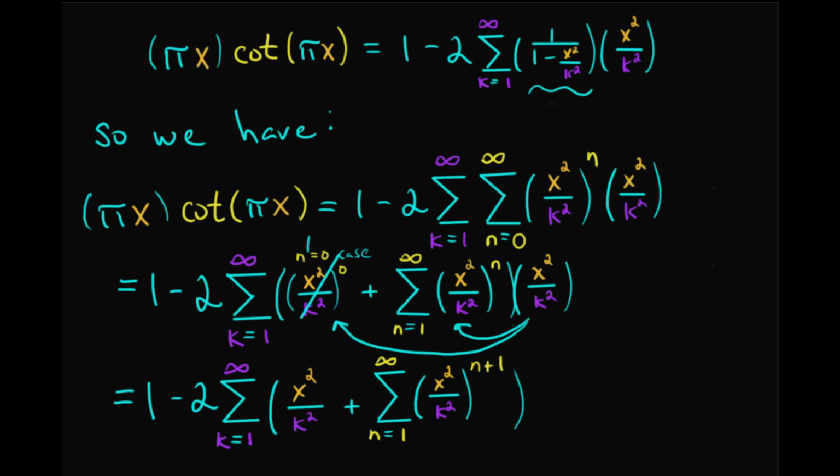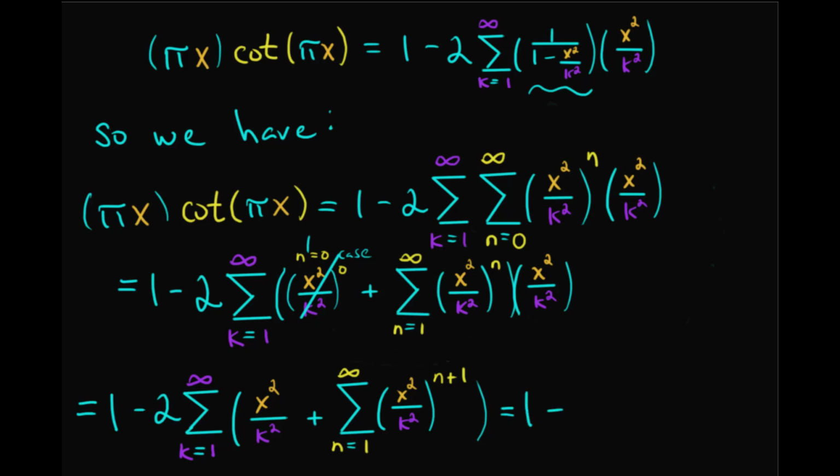Close parenthesis. But now I can condense those two terms in parentheses together by writing that this equals 1 minus 2 times the sum from k equals 1 to infinity of the sum from n equals 1 to infinity of (x squared over k squared) to the n. I just have to change the exponent to bring those two terms together under the same sum.